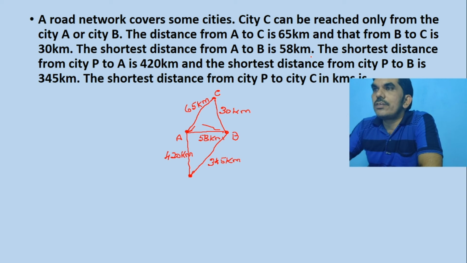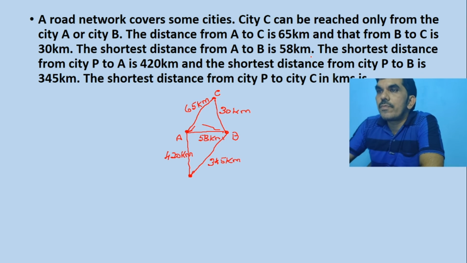Now while reading this question, it looks complicated. From city A to C, A to B, B to C, something like that. But if you represent these questions in a mathematical graphical form, as I did here, now it becomes easy. Now what is the question? The shortest distance from city P to city C.